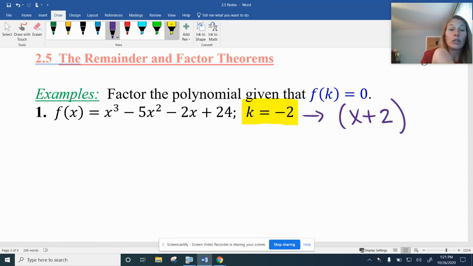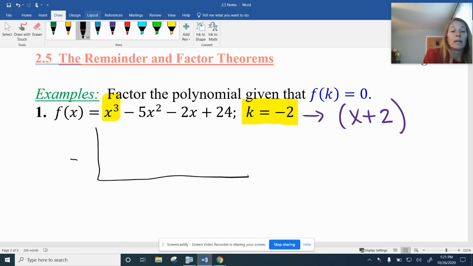Okay, now this is a cubic polynomial. So if you remember, we should have 3 factors or 3 solutions. So at most, we can have 3 factors. Now we know one of them is x plus 2, provided that when we substitute in this -2 here, we get a 0 for the remainder. So let's see what happens when we do that.